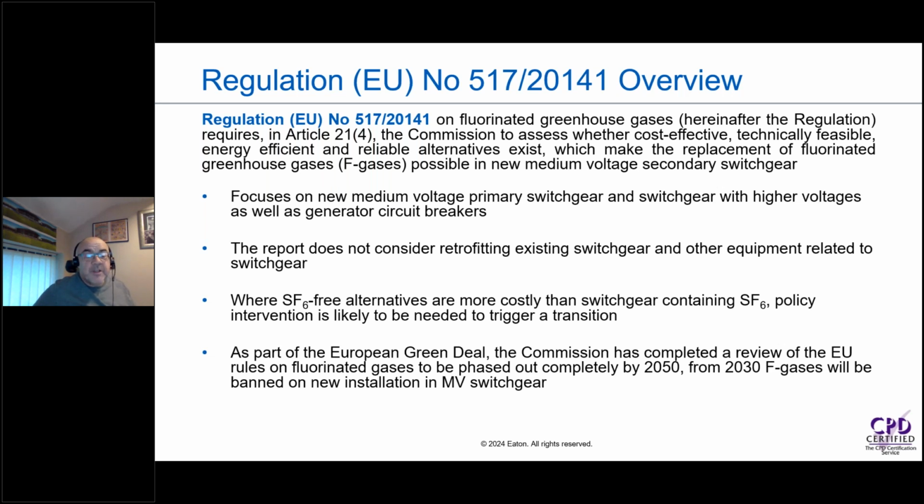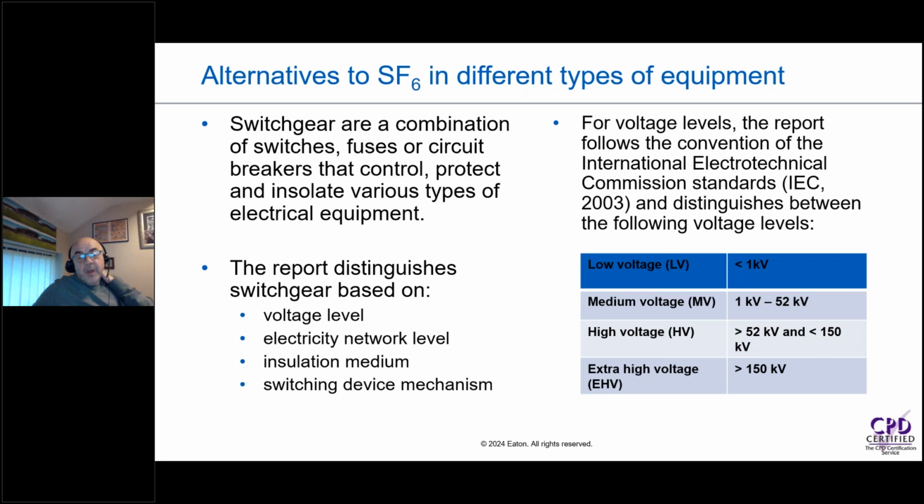So I think we all know sometimes how conservative the electrical industry can be. Yeah? So as part of the European Green Deal, the Commission recently completed a review of the EU rules on fluorinated gases, and F-gases in medium voltage switchgear will be banned from 2030. I think it's for systems up to 24 kV. I think there's a little bit of grace beyond that for 36 kV systems. But the UK has not declared if they will follow the EU, obviously post-Brexit, and we are awaiting updates from DEFRA, who is the responsible government agency.